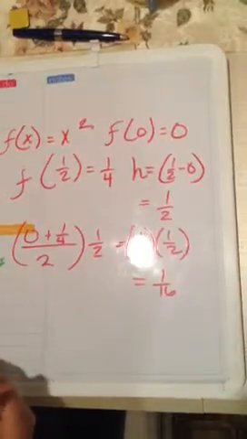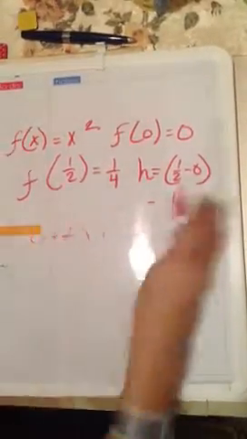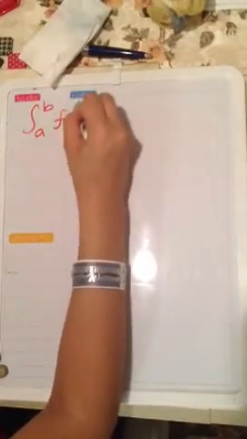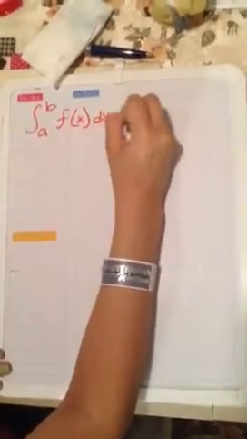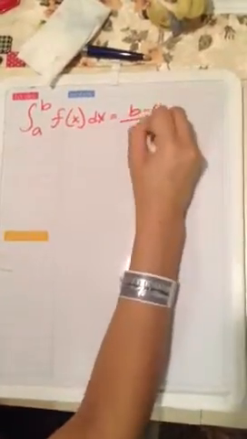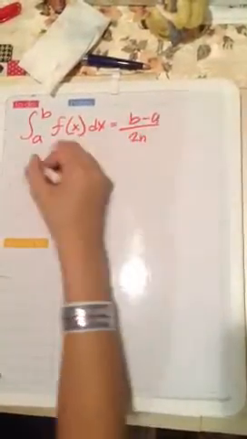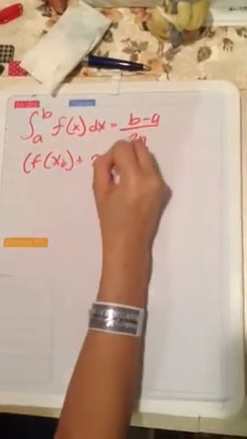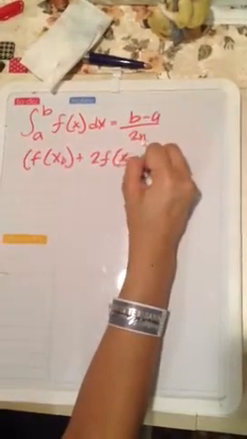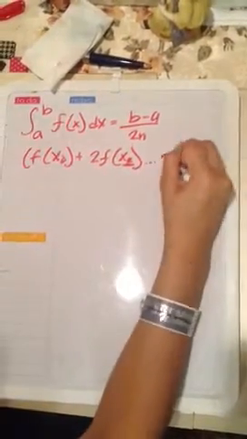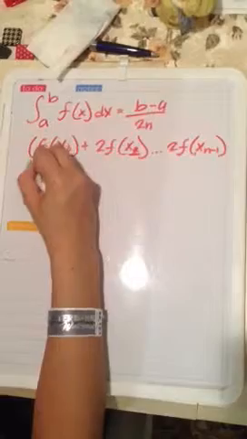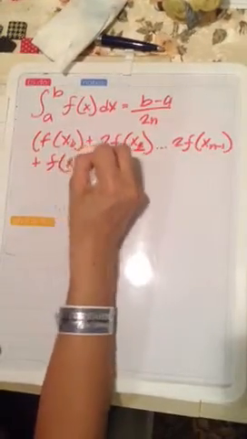To do this all at once, there's an easier method known as the actual trapezoid rule, which is the integral between a and b of f of x dx equals b minus a over 2n, times f of x0 plus 2f of x1 plus and so on up to 2f of x n minus 1 plus f of xn.